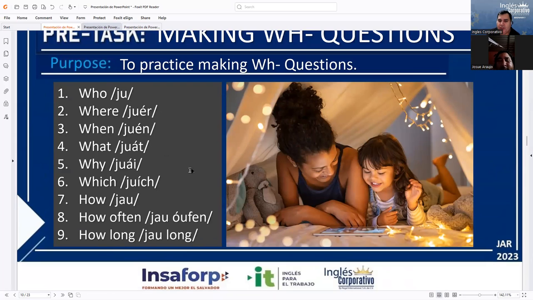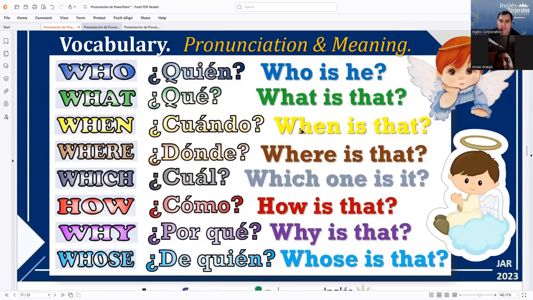So you have the pronunciation here. Here you have the meaning. What you have to do is sit down, study, practice, okay? To improve. Thank you.